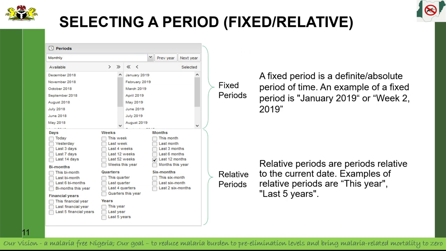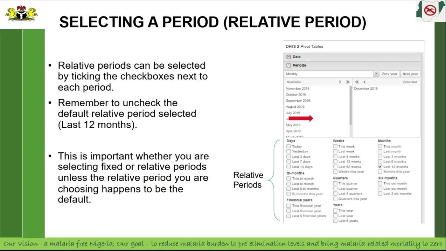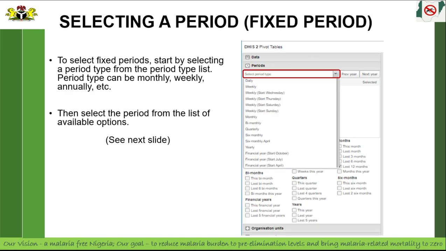To select a relative period, you can pick from the numerous options that we have below. To select a fixed period, you need to start by selecting the period type from the period type list. The period type can be monthly, weekly, annually, etc. Then you select the period from the list of available options.